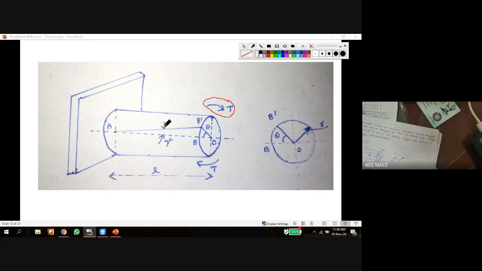And the corresponding strain is gamma. I already explained, the shear strain is gamma. And this theta is the angular twist. L is the length of the shaft. If you take the cross section, the center is O. Point B and B dash are marked here. The angle BOB dash is theta, and the radius of the shaft is R. This is the front view of the shaft.